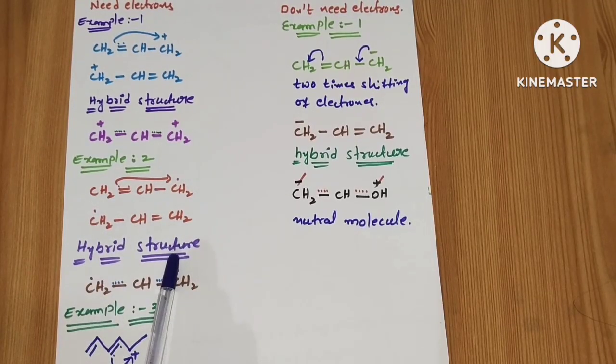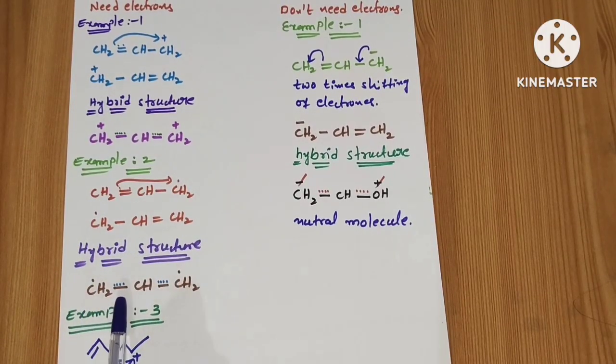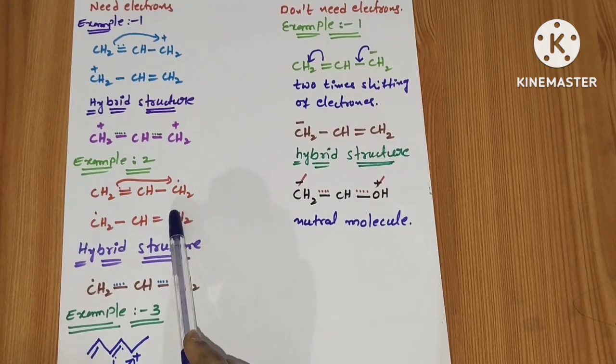For hybrid structure, I write CH2 single bond CH single bond CH2. Now, the double bond may be here or may be here. The free radical may be here or here. So, these are two resonance structures of this compound.